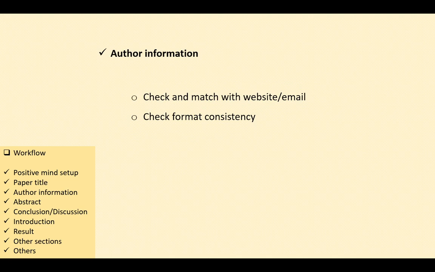Now author information, again author information you should check with the email or website from where you got this paper, right? So you should check the author names and information with that website or email, and also check the consistency. If there are more than one authors, you should check the formats for each author. One author may have email, other author may not have. One author may have address, other author may not have. If there is this kind of inconsistency, you should note it down and inform the authors.